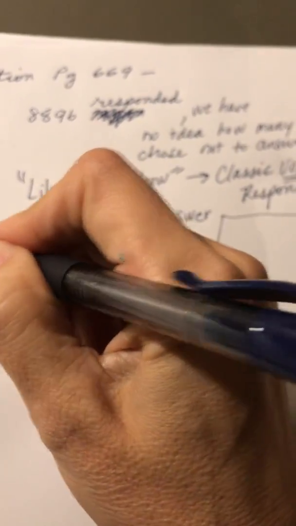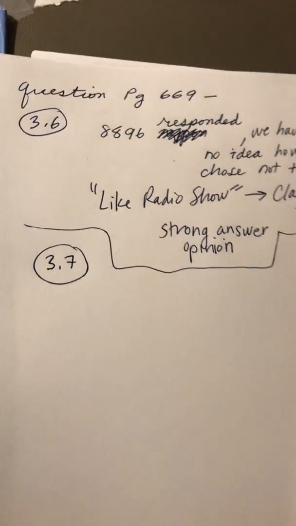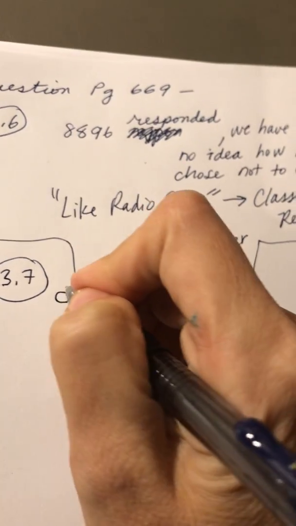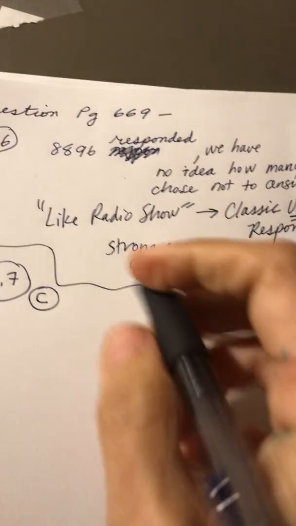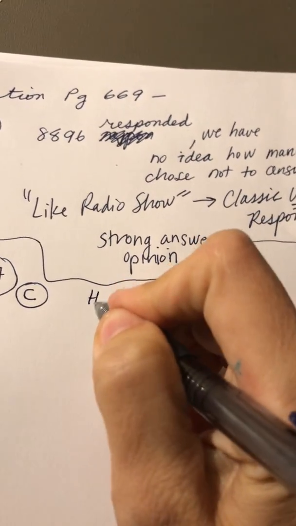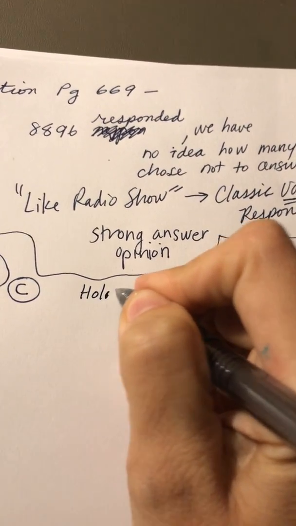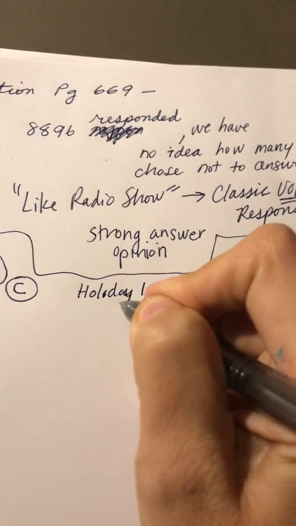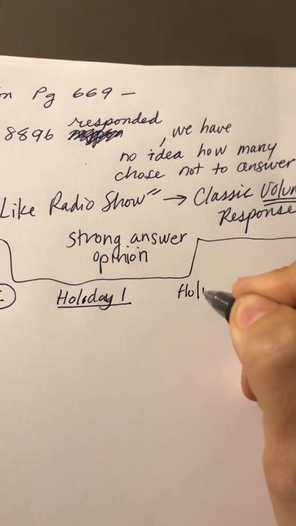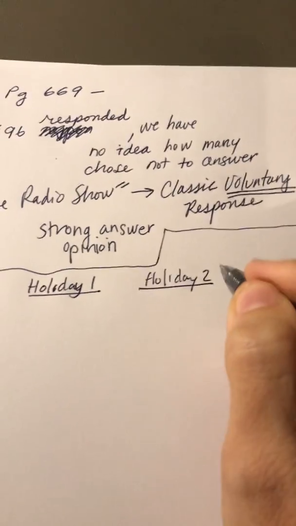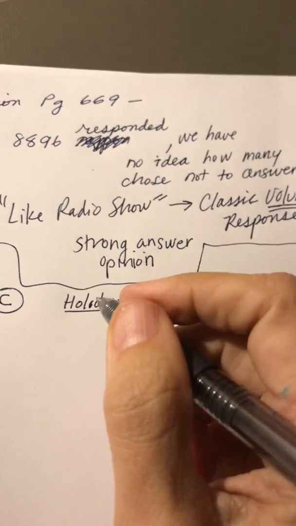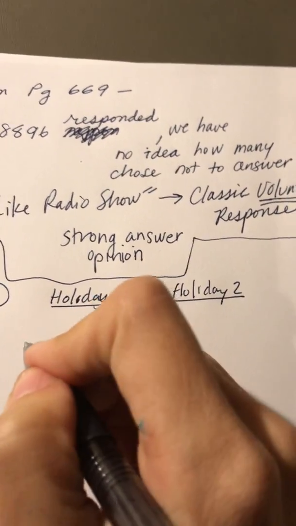Okay, question number 3.7. The answer here is C, and we're going to walk through that question step by step. It says a certain candy has a wrapper, and it's one group, holiday 1 and holiday 2. Pretty interesting question. It's a pure probabilities question, but probabilities is a backbone of statistics. So let's take a look.